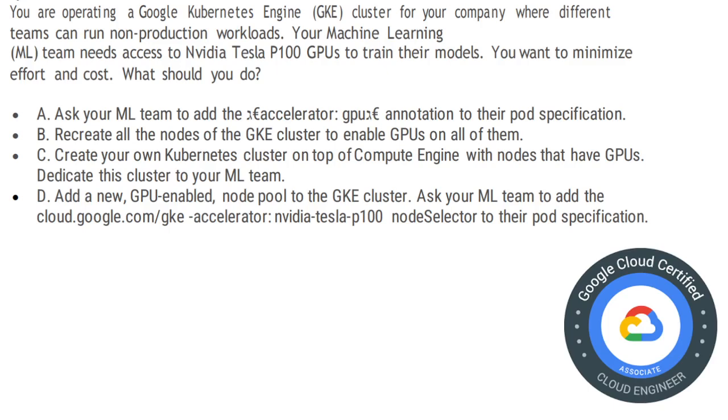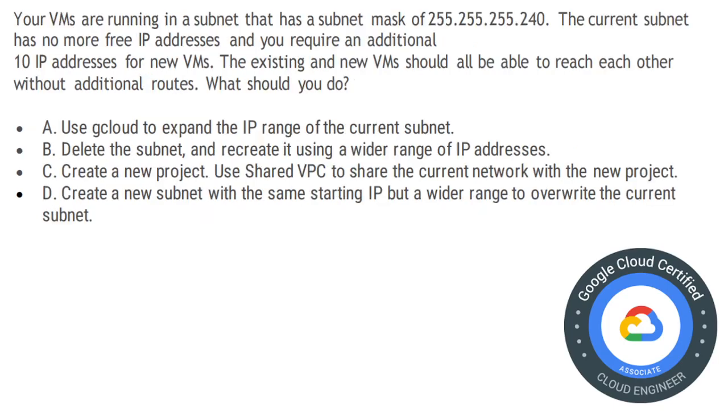Moving on to the next question, you are operating a Google Kubernetes Engine cluster for your company where different teams can run non-production workloads. Your machine learning team needs access to NVIDIA Tesla P100 GPUs to train their models. You want to minimize effort and cost. What should you do? The answer for this question is option D, that is, you have to add a new GPU-enabled node pool to the GKE cluster. Ask your ML team to add the cloud.google.com/gke-accelerator: nvidia-tesla-p100 node selector to their pod specification.